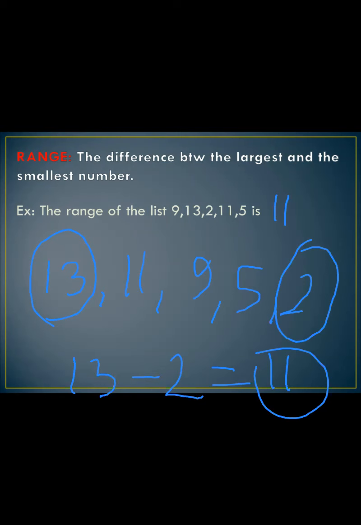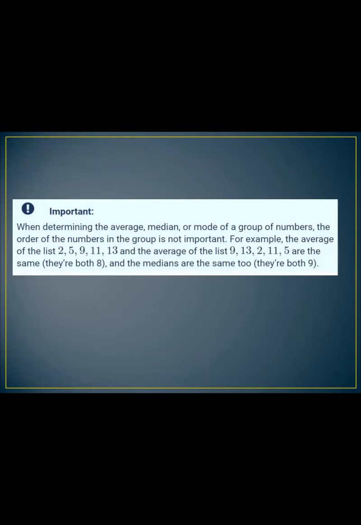Here we have some important notes. When we're finding the average, median, mode, or range of a group of numbers, the order of the numbers in the group is not important. And as you see from the example of range, you can write this list in descending order or in ascending order. They have the same answer.